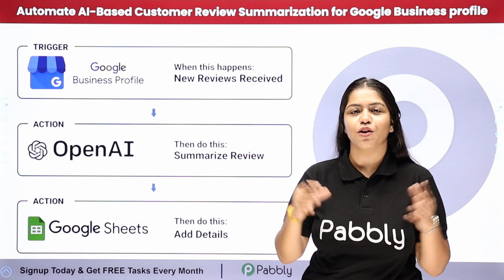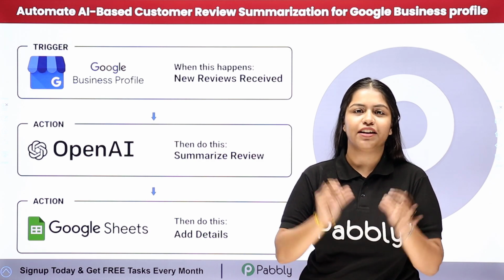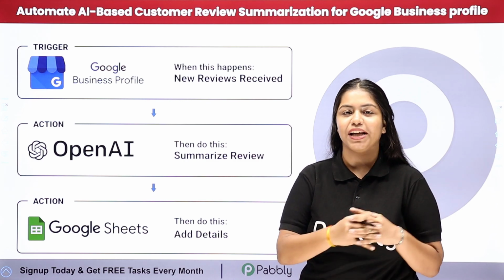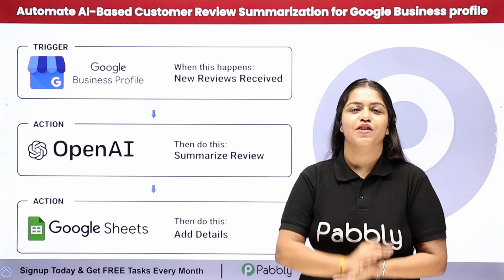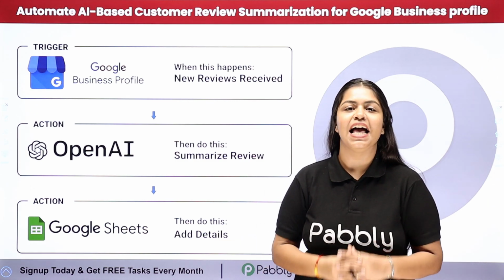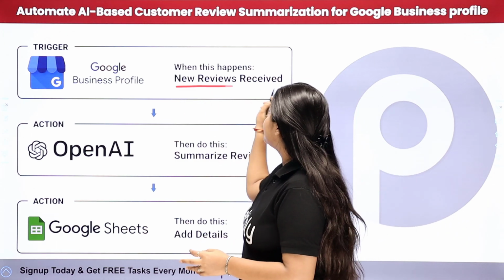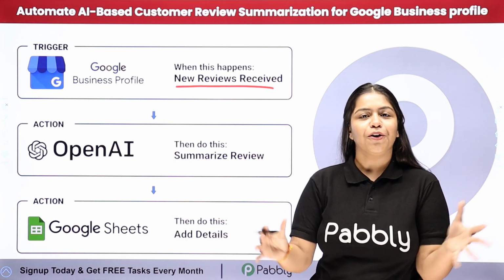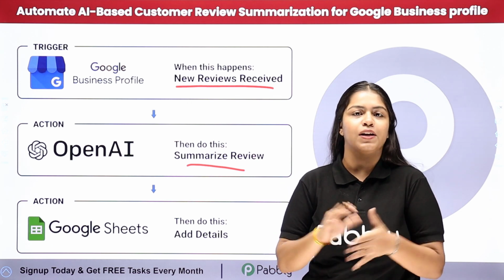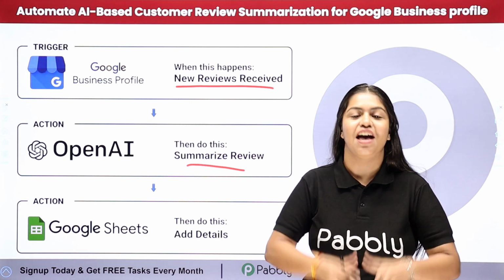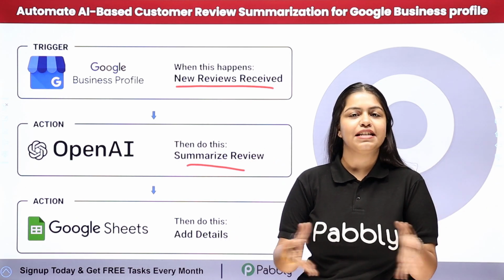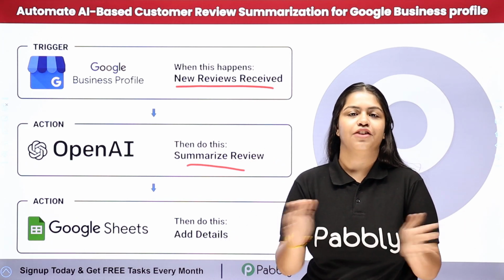So like you, I also used to manually read all the reviews one by one and then generate the reply. But this is such a time-consuming and tedious task. So to solve this problem, I've simply created this amazing automation where, as soon as a new review is received through Google Business Profile, automatically my AI agent is going to summarize the review and also give us the suggested response. Further, I'm just going to add all of these details into a Google Sheet, and my team can review all of these details and then write the reply.